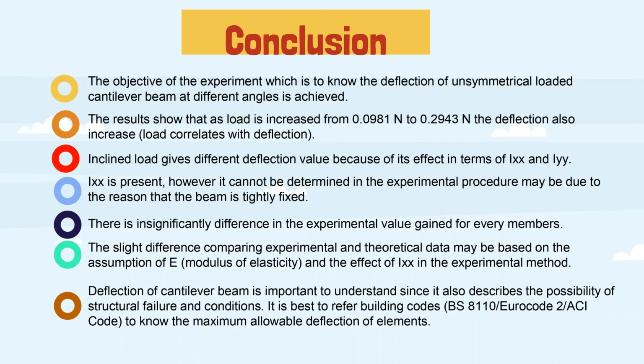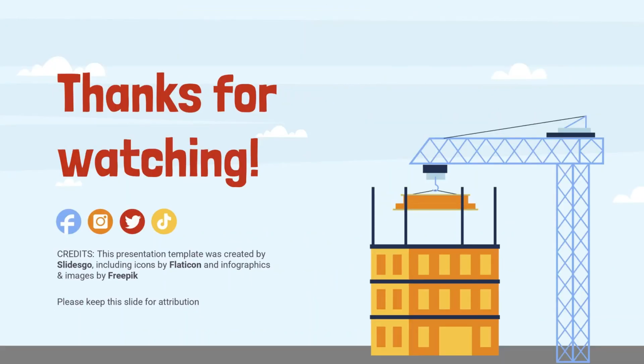Last but not least, deflection of a cantilever beam is important to understand since it describes the possibility of structural failure and conditions. It is best to refer to building codes such as BS 8110 or Eurocode 2 to know the maximum allowable deflection of elements. That's all. Thank you.